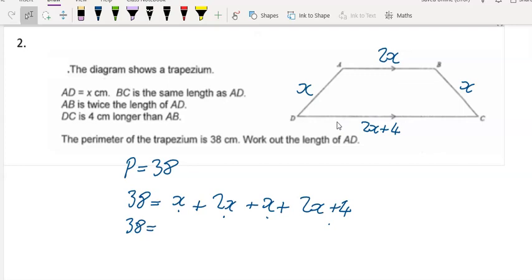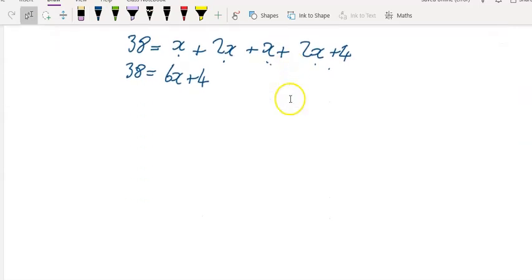So we've got x plus 2x, that's going to give you 3x, plus another x is going to be 4x, plus 2x is going to be 6x plus 4. Okay, from here on in, it's just solving a linear equation. So we'll move that down and we'll see what we've got. So we've got 38 is equal to 6x plus 4. This 4 is adding on the right hand side. If we bring it across to the left hand side, it does the opposite of adding, which is subtracting. So we'll have 38 minus 4 is equal to 6x.